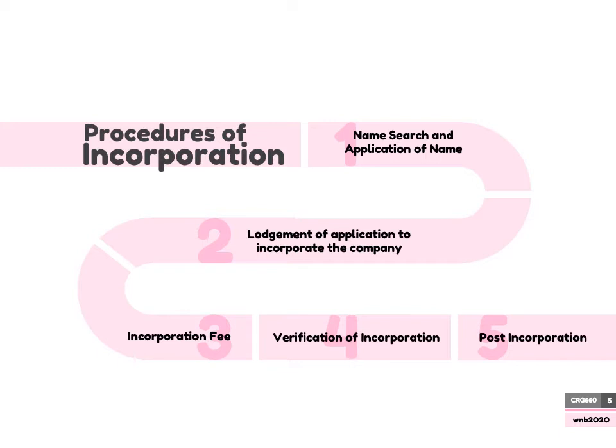Next, kita kena lodge application to incorporate the company. Next, dah hantar lodgement of application, we need to pay some incorporation fee, verification of incorporation, and last sekali, lepas dah settle dah incorporate a company, ada beberapa things that we need to do post incorporation. So let's look at the stages one by one in details in next slide.